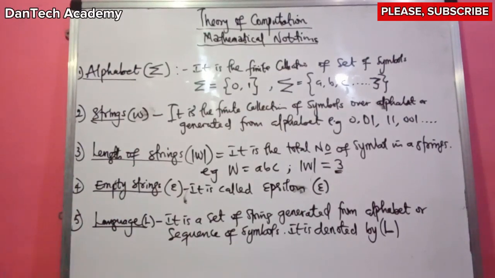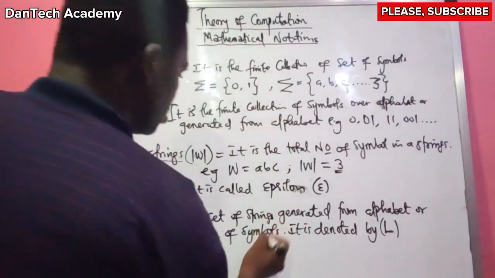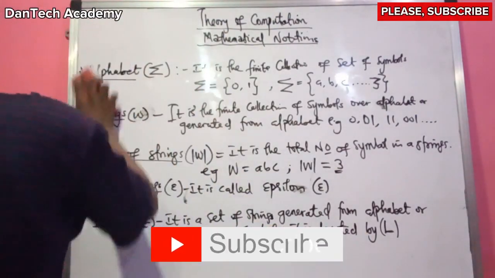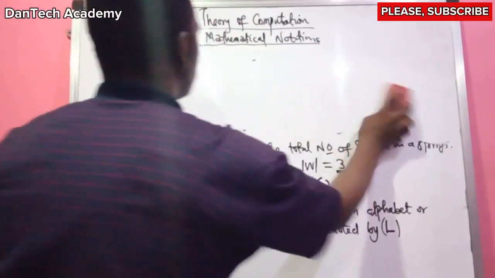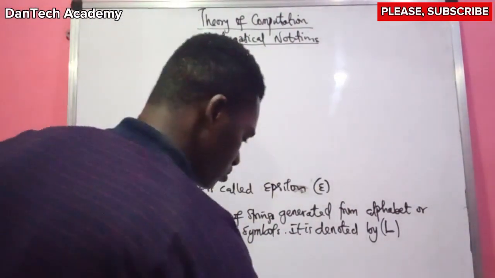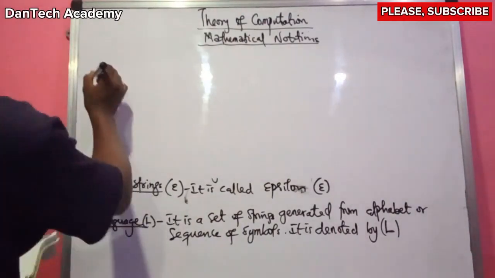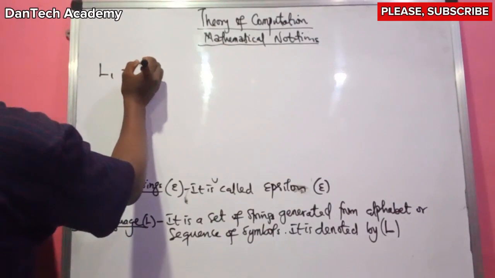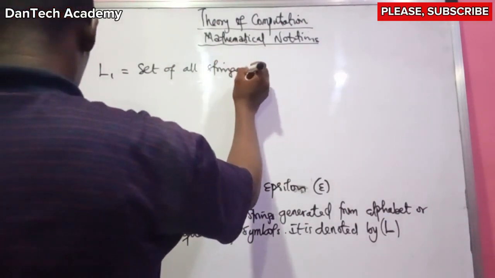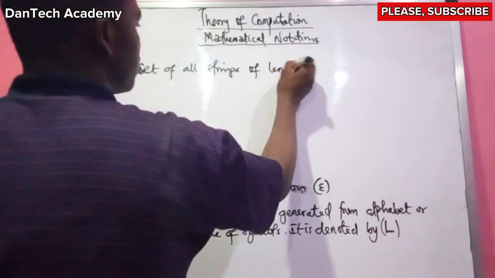So now let's look at something very important. We've talked about the language: it is a set of strings generated from an alphabet or sequence of symbols. Let us now consider this. When we say length of a string, look at this now. L1 is equal to the set of all strings of length 2.